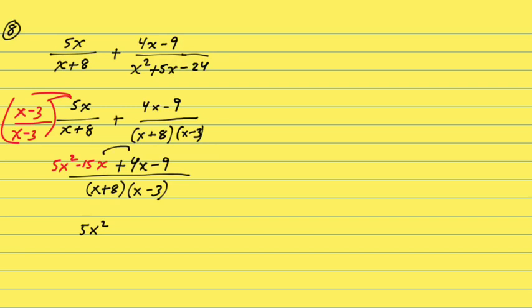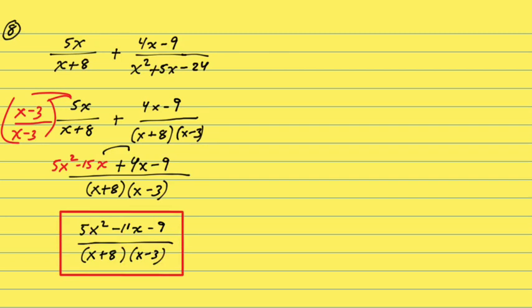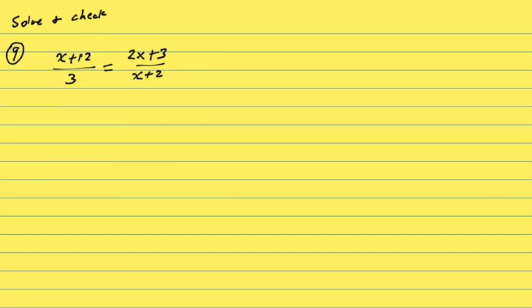What do these two combine to give me? Negative 11x, I think. Minus 9, all over x plus 8 times x minus 3. And that's a result for number 8. Okay, after 8, we're going to move to 9.